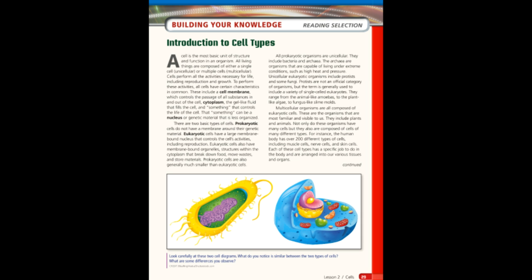Protists are not an official category of organisms, but the term is generally used to include a variety of single-celled eukaryotes. They range from the animal-like amoebas to the plant-like algae to the fungi-like slime molds. Multicellular organisms are composed of eukaryotic cells. These are the organisms that are most familiar and visible to us. They include plants and animals.